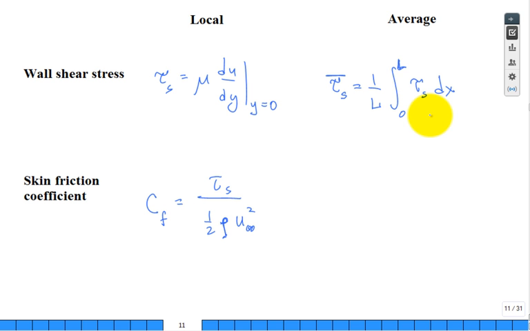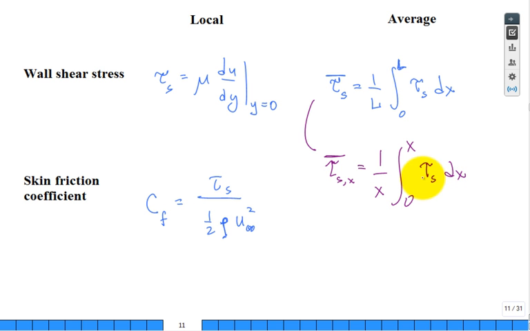Okay. Somebody says, I want to get really confusing. I want you to average tau sub s, but I don't want you to average from 0 to L. I just want you to average from 0 to x. You can do it. It's just 1 over the length x times the integral from 0 to x of tau sub s dx.